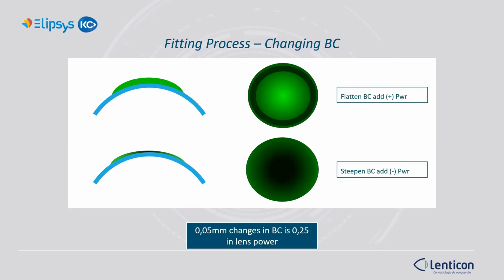After the base curve is selected and the final lens power is calculated, any empirical base curve change should be reflected in the lens power due to the inherent change in lacrimal lens. How many diopters? 0.25 diopters for every 0.05 millimeters of base curve change. For a steeper base curve, this power change should be subtracted, more negative, and for a flatter base curve, the power should be added, more positive.